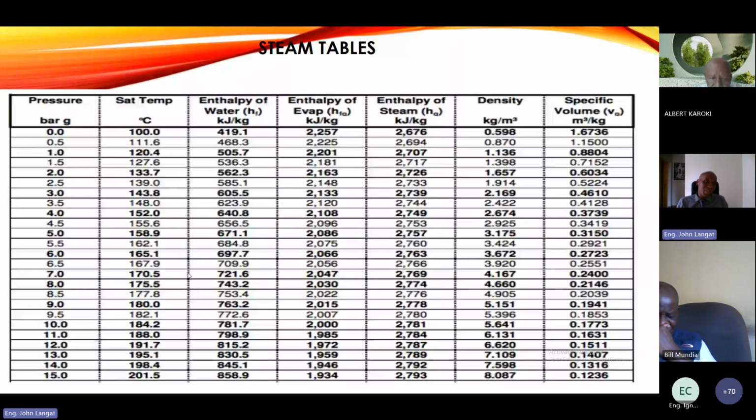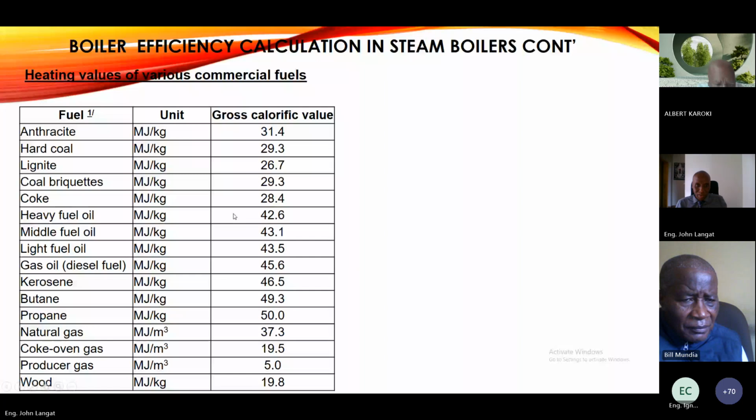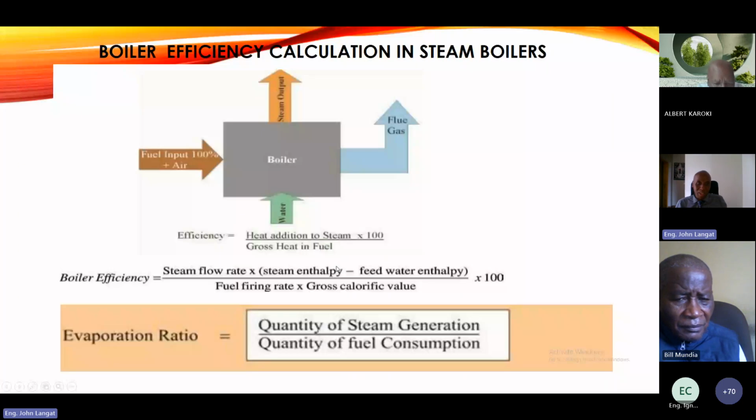Yeah, so you see, if you look at the pressure here, say 10 bar, you have the enthalpy here, 781. Then if you look at the pressure of 4 bar, which is assumed to be the pressure of the condensate, you have 640. So from there, you could easily calculate the difference in these enthalpies.